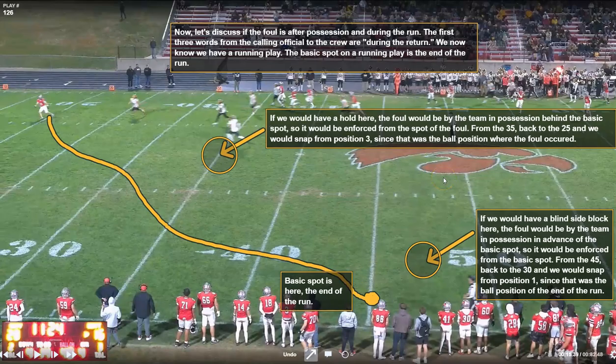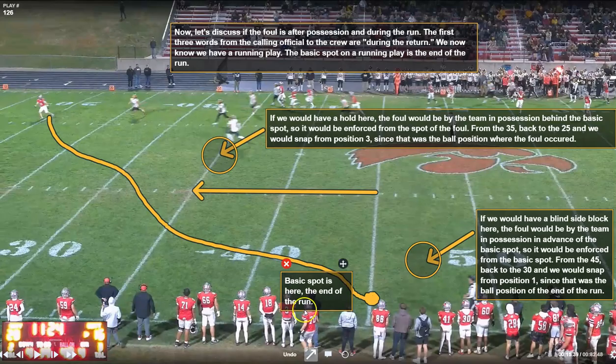Now let's change it. Let's say that we have a blindside block that occurred near the end of this play. So we have a blindside block that occurs here at about the 47, 48-yard line. But again, the end of the run was the 45. So now we have a foul by the team in possession in advance of the basic spot. So we're going to enforce it from the basic spot, the end of the run. So now we're going to go from the 45, position 1, back to the 35, and we're going to have first and 10. But now we're going to be at ball position 1.